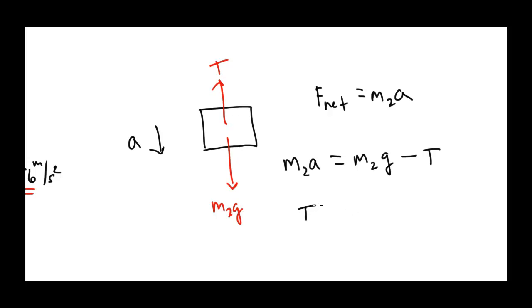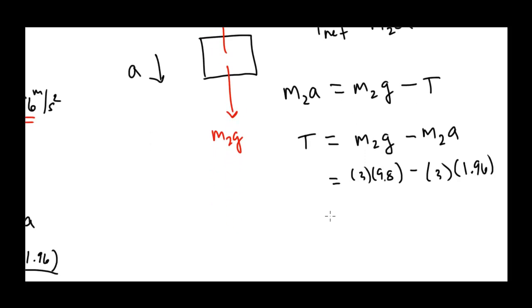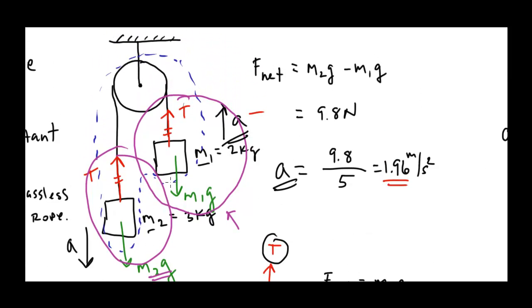So now the tension force is going to be M2G minus M2A. So that's, what is that, 3 times 9.8 minus 3 times the acceleration of 1.96. And if you do that out, you end up with that same number of 23.5 newtons. So you do indeed find that the tension force is the same no matter if you calculate it from the perspective of M1 or M2. You just have to be a little bit careful about how you set it up. Okay, hopefully next video we'll have some tougher problems.